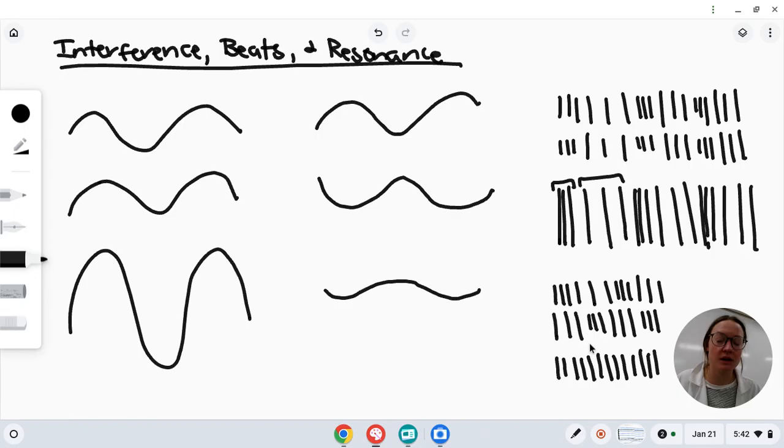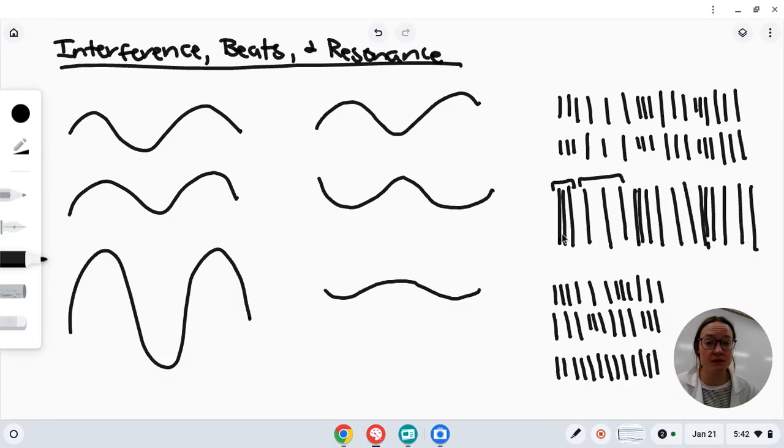Here's a question that I ask my class. I say, hey, if you had a compression lined up with a compression, would you get a louder sound or a quieter sound? And most students will say, well, yeah, you got a compression with a compression. That's going to increase your amplitude. And we know that the increased amplitude of a sound wave corresponds to its volume. So we say that's going to make a louder sound.